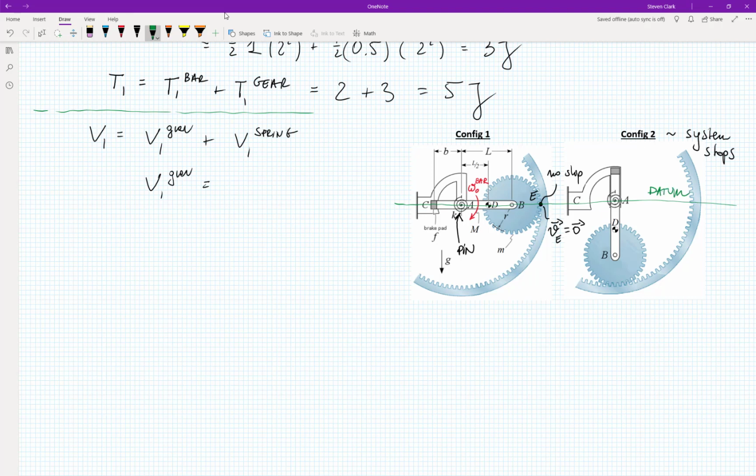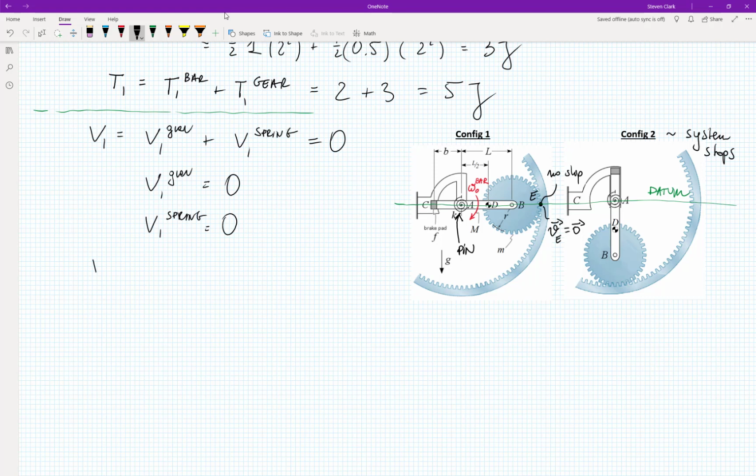Okay, another question to you. What is the potential energy of our system at the beginning? It exactly is 0, because all the COMs are aligned with our datum. How about spring? They told us that spring is undeformed in configuration 1. That means that potential energy of that spring is 0. Okay, so our V1 is 0. 60% of the problem done.